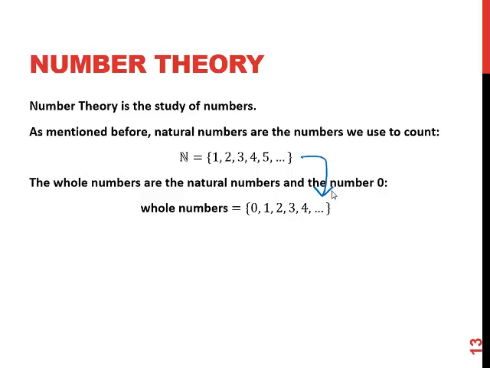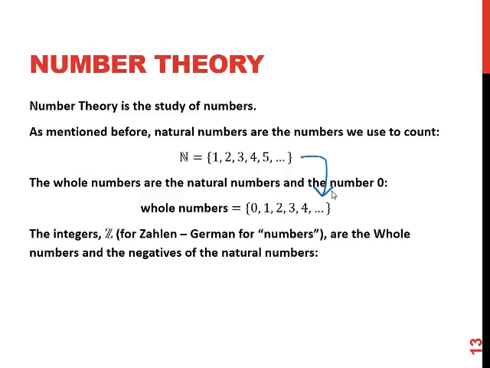Our next group of numbers are the integers. We use a Z, which comes from the German word for numbers. These are the whole numbers plus all of their negatives. So we have the 0, 1, 2, 3, 4, 5, but we also have -1, -2, -3, and so on. And again, we'll notice that all the whole numbers are inside of this group called integers.